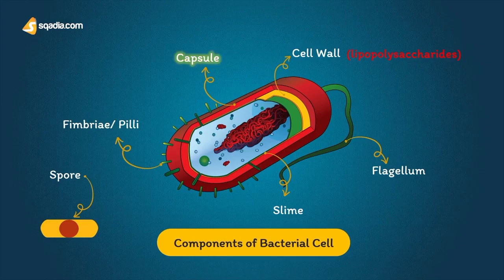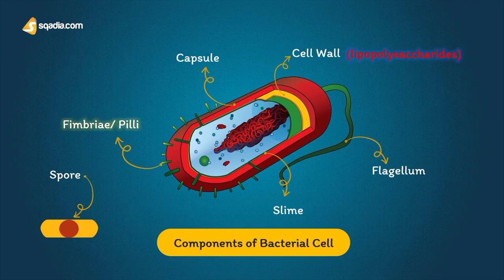So the capsule is a polysaccharide layer that protects the cell from phagocytosis and desiccation. Lipopolysaccharides are surface antigens that strongly stimulate inflammation and protect gram-negative bacteria from complement-mediated lysis.